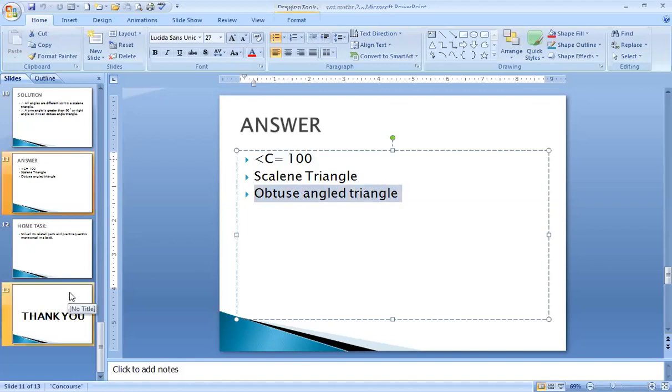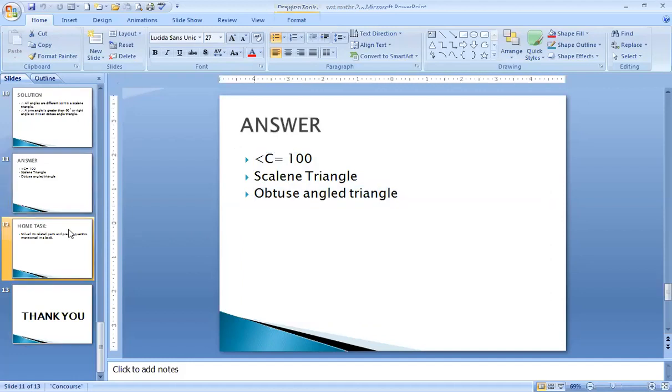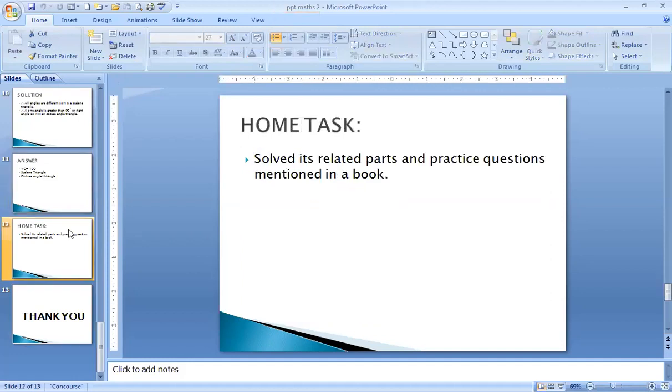Okay, now we have solved this question. It's your home task to solve its related parts and practice questions that are mentioned in the book.